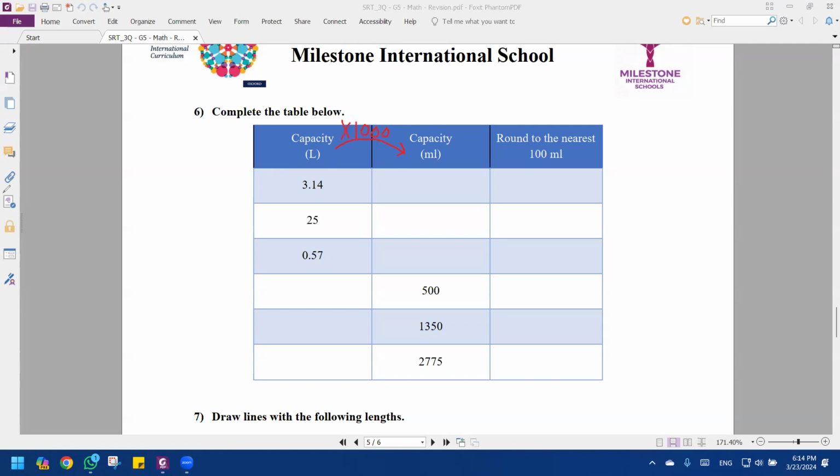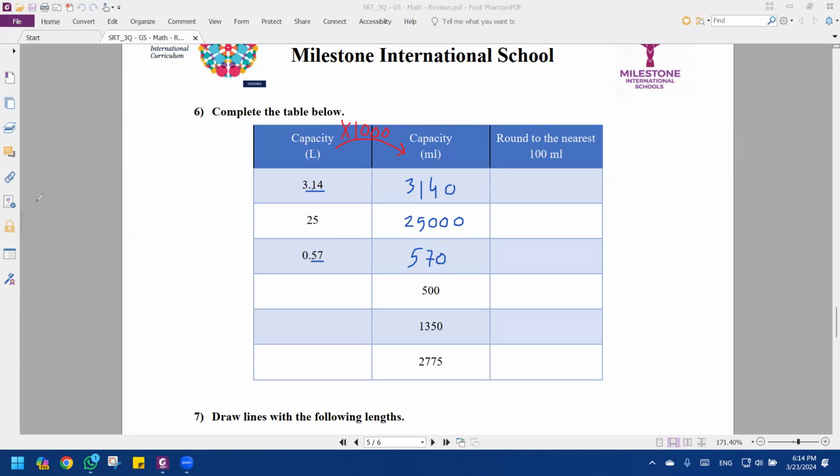So we move 2 steps here. The decimal point is out. I need one more step, so I add 0.25, there's no decimal. So I need to times it by 1000, so we add 0. How many? 1000 has 3 zeros, so I add 3. 1, 2, 3. Now 0.57 times by 1000, 2 steps, and then we add 0.